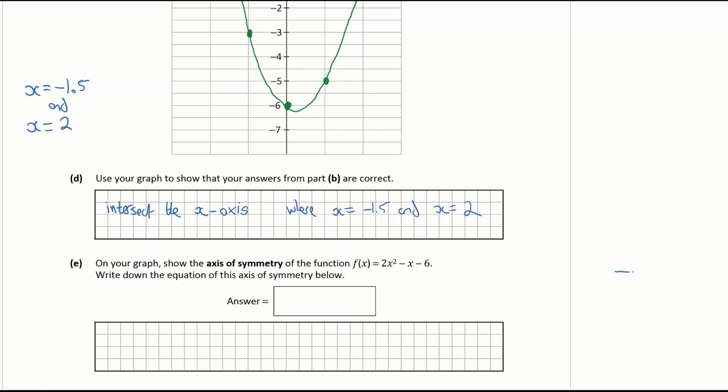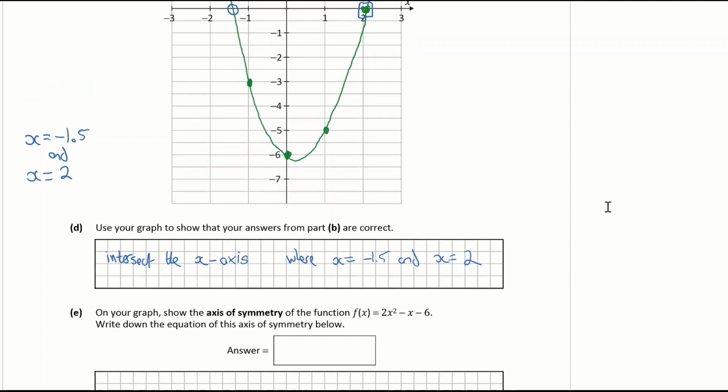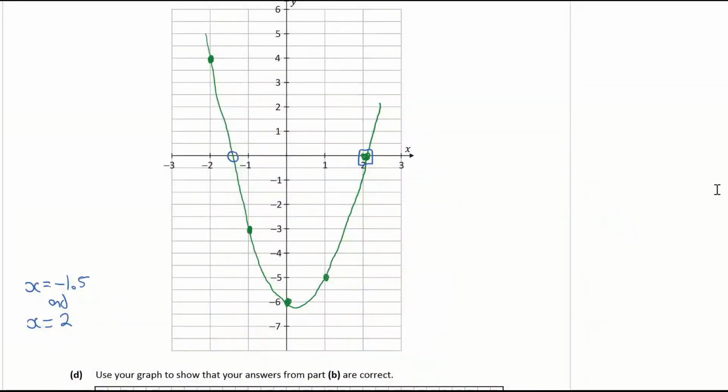So think of a rectangle first of all. So this shape here has an axis of symmetry down the middle here, that if I was to fold that shape over, it would fit nicely onto itself. So that's what axis of symmetry is. So I need to figure out the axis of symmetry for my quadratic function here.